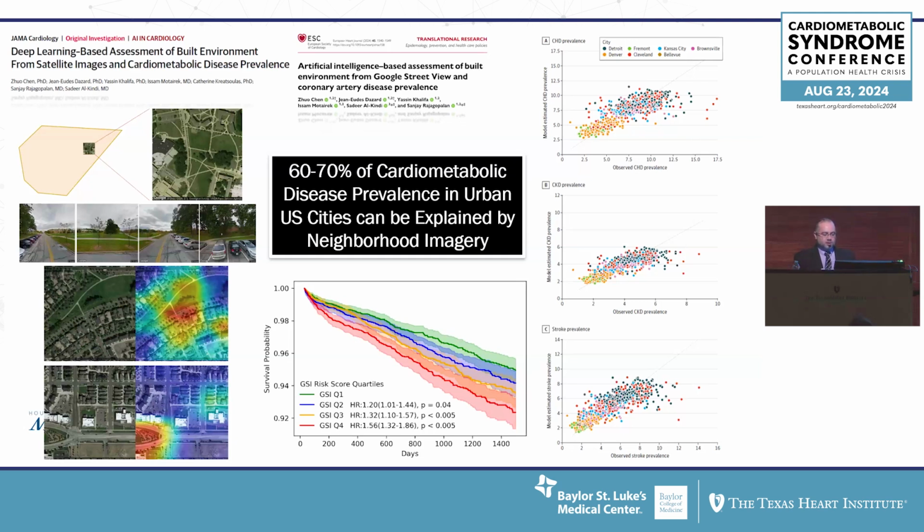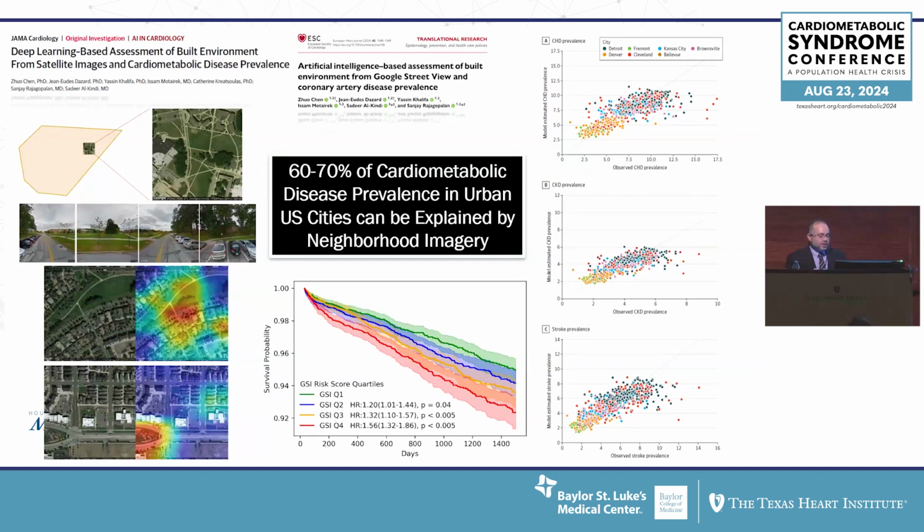We took 7 urban cities in the United States, and we fed it through a novel AI model, and we said, okay, can we predict the prevalence of coronary heart disease, chronic kidney disease, and stroke? And on the right side of these 3 scatter plots, you can see that there is a linear relationship between what's predicted by the images. These are images only, no demographics, no risk factors. All we're looking at is prevalence of coronary disease and prevalence of chronic kidney disease. And what we find is about 60 to 70% of the variation, the geospatial variation in cardiometabolic disease, can be explained by just looking at these images.